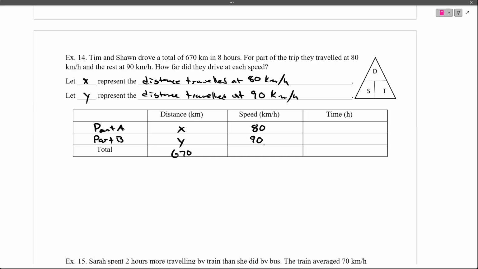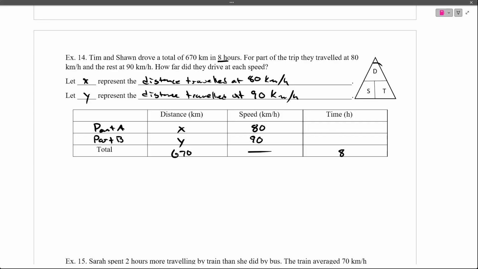Okay. What about total speed? There's no such thing as total speed in this problem. It doesn't make any sense. So we're definitely not making an equation out of that column. Let's go to the next one. Time. Do we know time? Well, we do know that it took a total of 8 hours. But do we know how much time each one went? We don't. But again, we have the triangle.